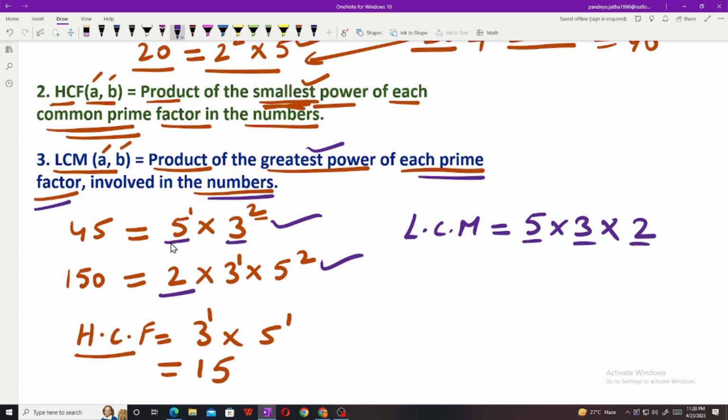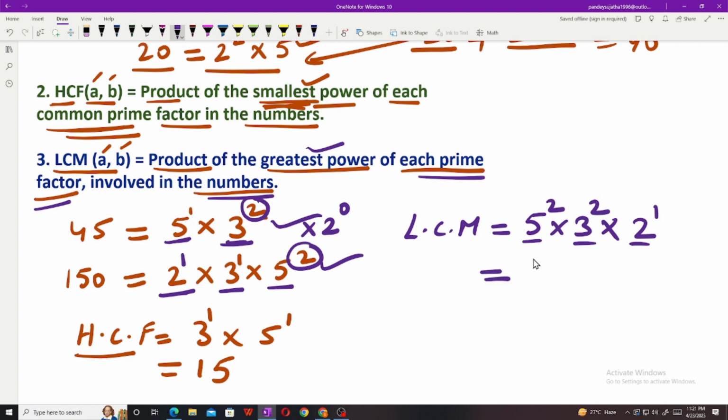So if I compare this 5, here the greatest power is 2, so I will write here 5 square. And if I see this 3, the greatest power is 2, so I will write 3 square. And if I see this 2, since here 2 is not there, that means it is 2 to the power of 0. So the greatest power is 1, so I will write here 2 to the power of 1.